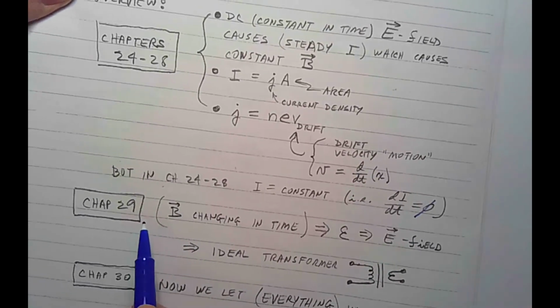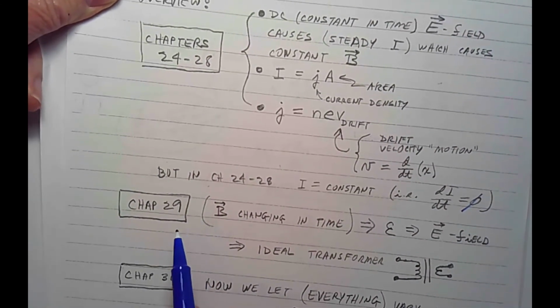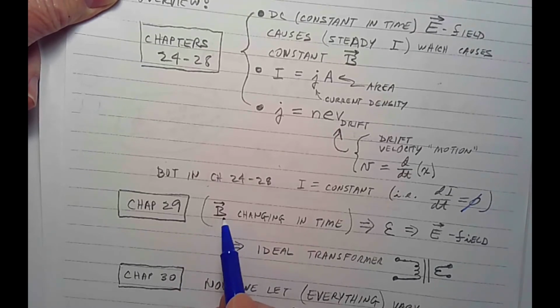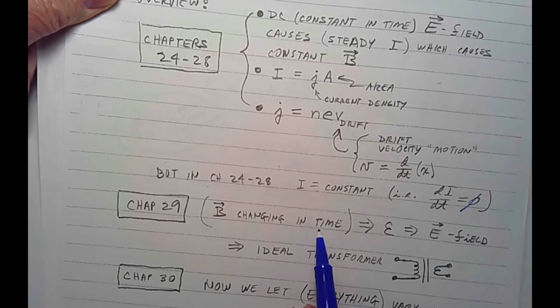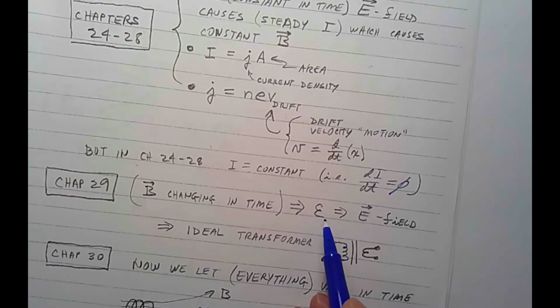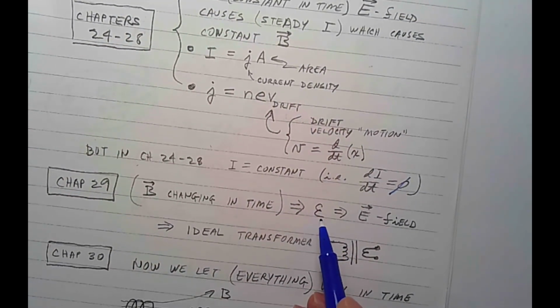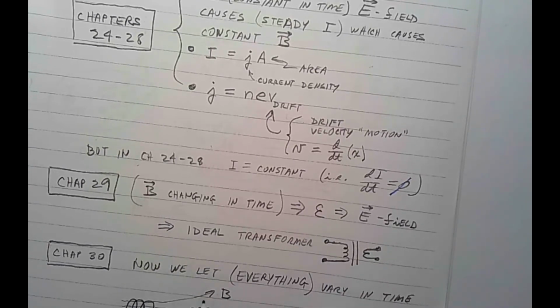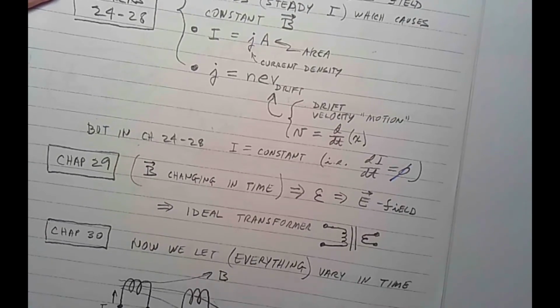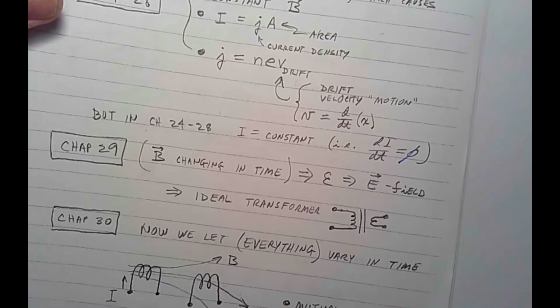In chapter 29, we started to relax that constancy. We said that we could have a B field changing in time. And as soon as we allow a B field changing in time, from Faraday's law, we could get an EMF generated by that in an ideal transformer. Now we're going to let everything vary in time. d/dt of everything is possible.